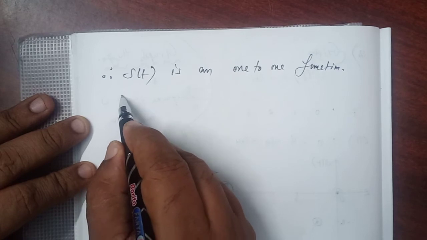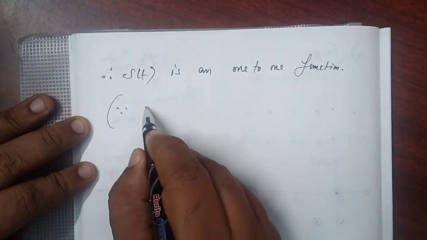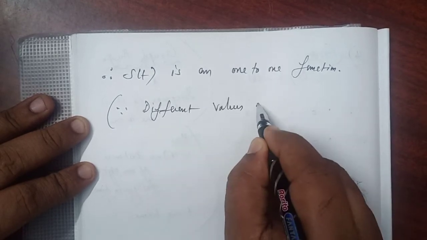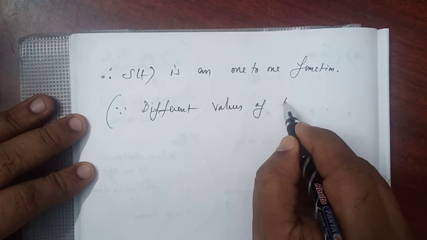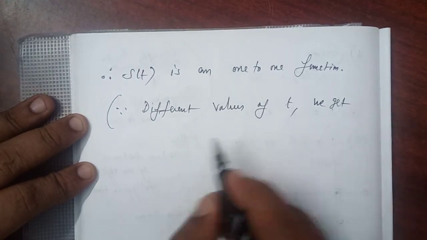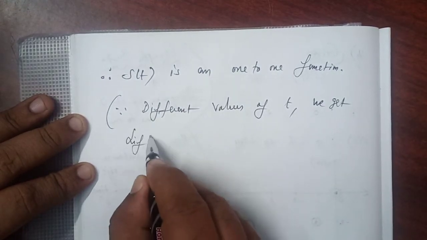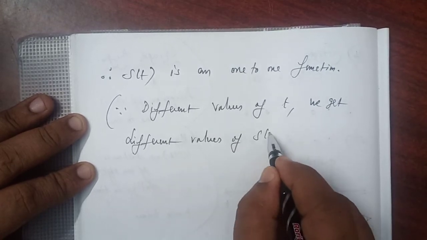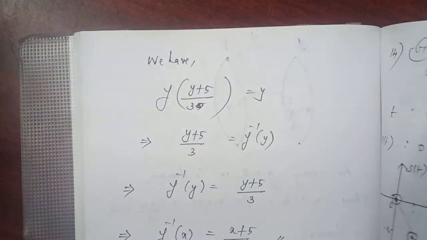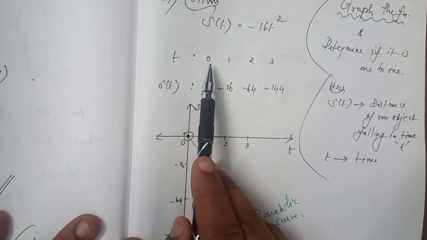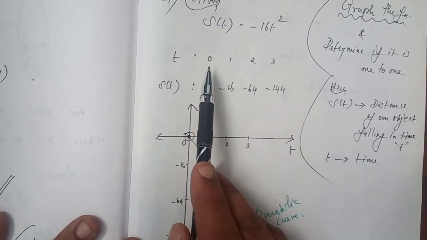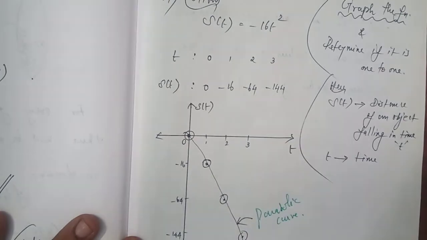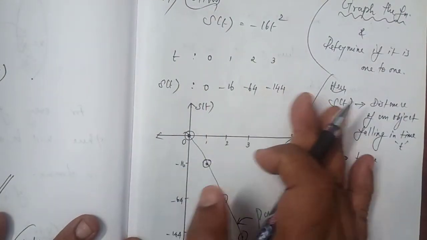You can even write one more reason. For different values of t, we get different values of s of t. So another reason, look at the table: different values of t, these are all t values, give different values of s of t. So this is another reason for proving that it is one-to-one.